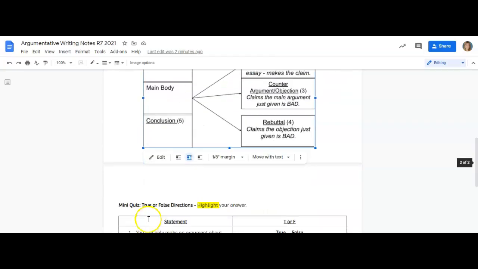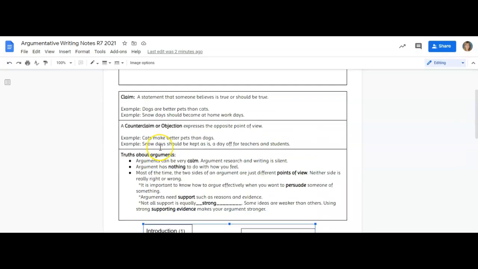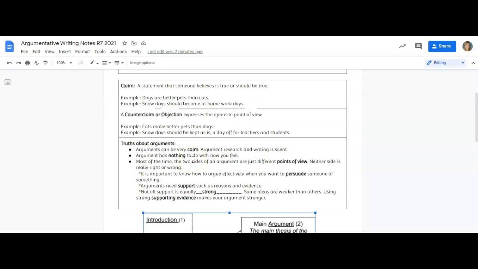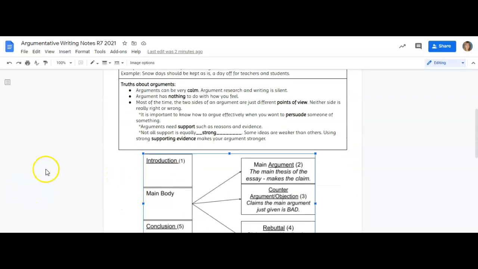So there you have it. Those are the notes. Those are the main parts, and we will be using these terms to help you practice them, and we will actually be creating an argument. I hope you understand, and this helps you fill out your argument notes.